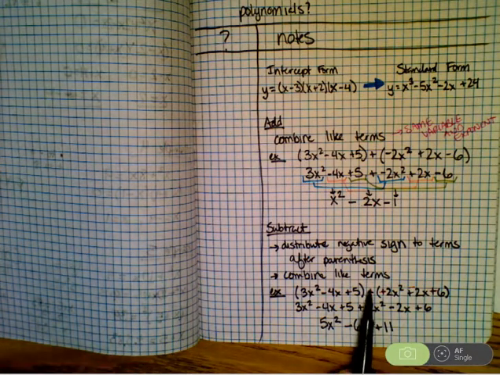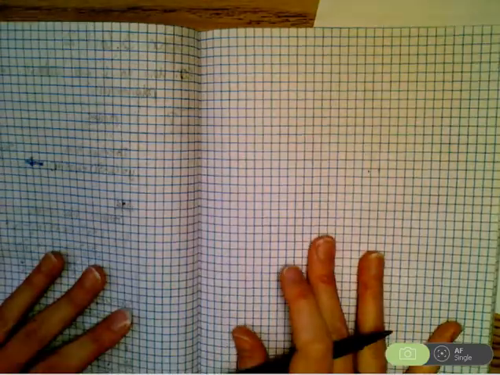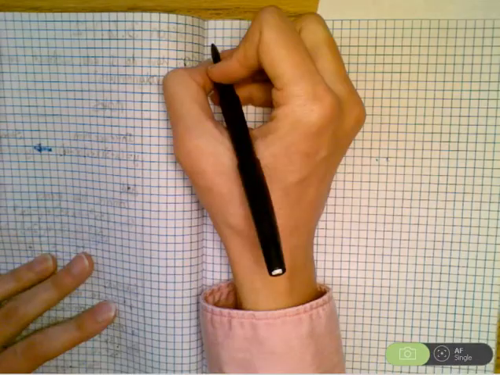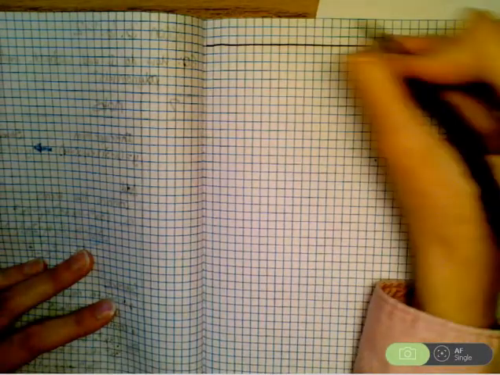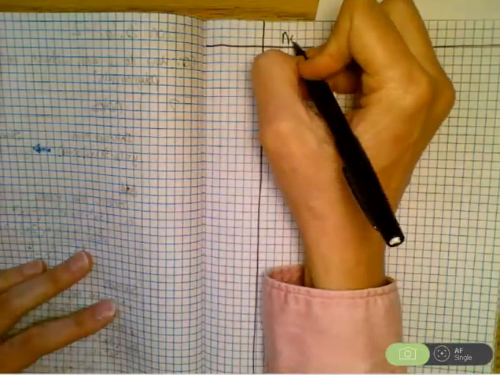Okay, so again, we're just taking that subtraction, distributing it to everything inside, and then rewriting the problem and adding. Again, I'm not going to do lots of examples of that because I think people are pretty good with addition and subtraction. So let's take a little bit of time now on multiplication.